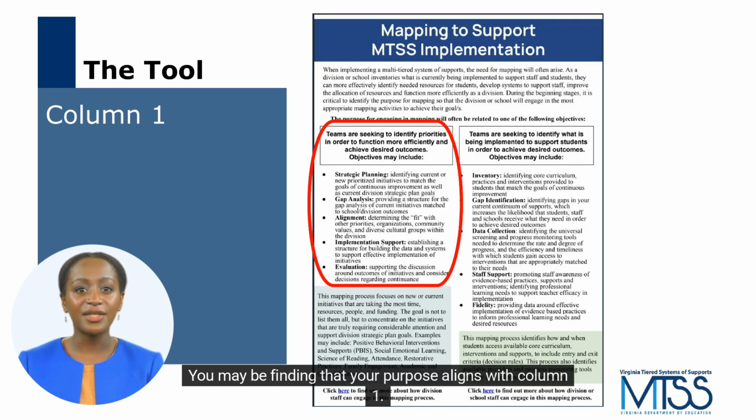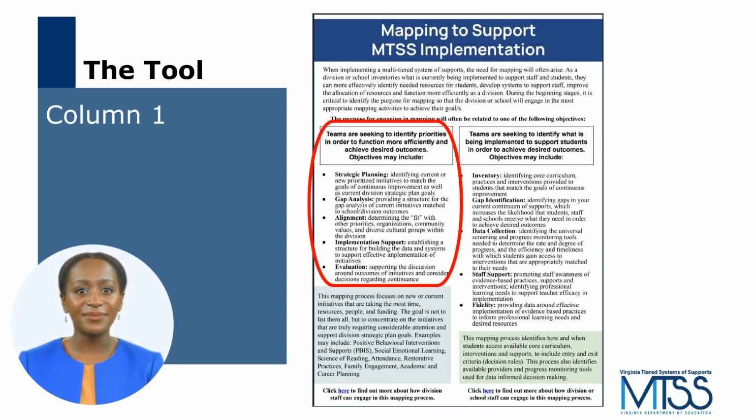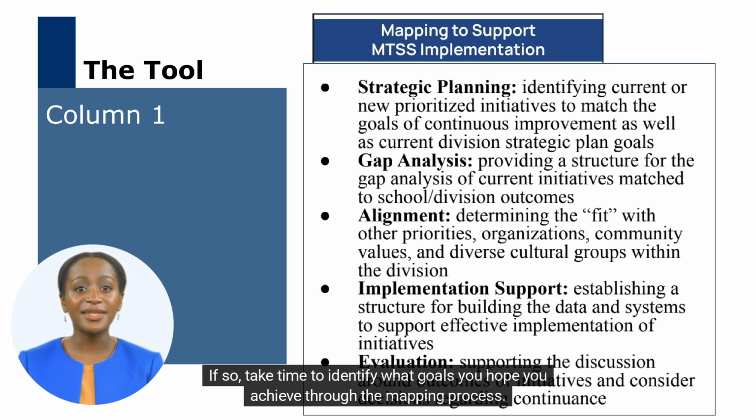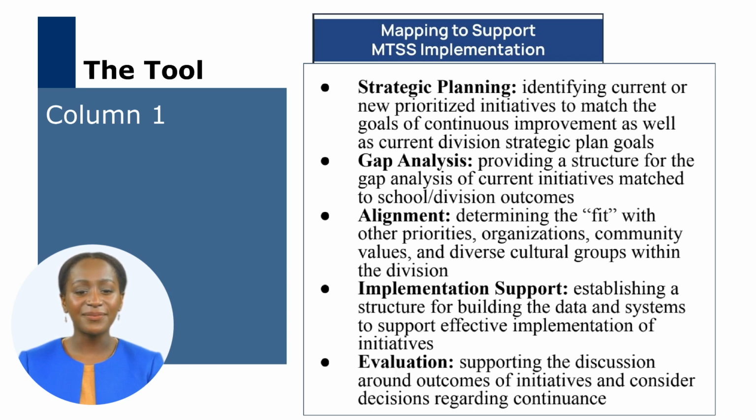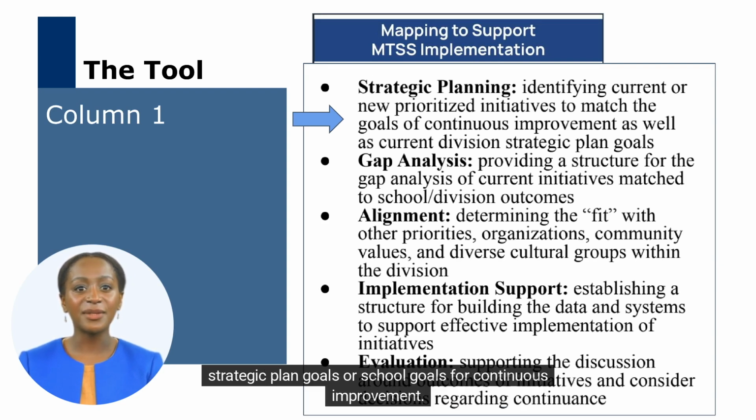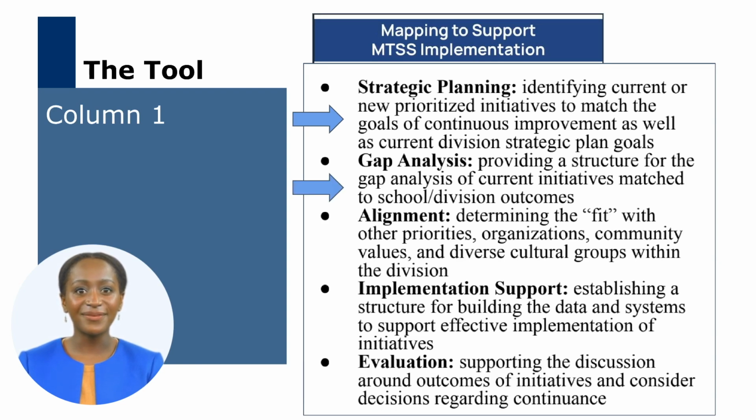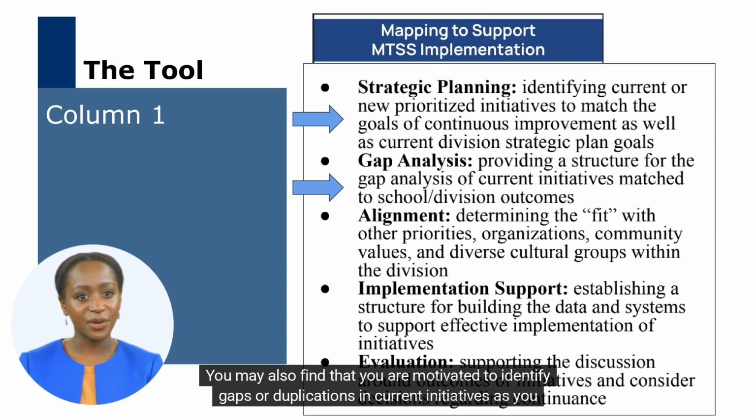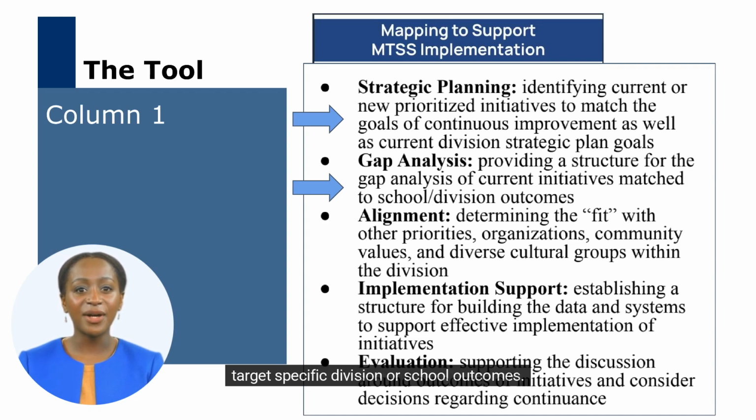You may be finding that your purpose aligns with column 1. If so, take time to identify what goals you hope you achieve through the mapping process. You may find that your team desires to engage in strategic planning, aligning prioritized initiatives to division strategic plan goals or school goals for continuous improvement. You may also find that you are motivated to identify gaps or duplications in current initiatives as you target specific division or school outcomes.